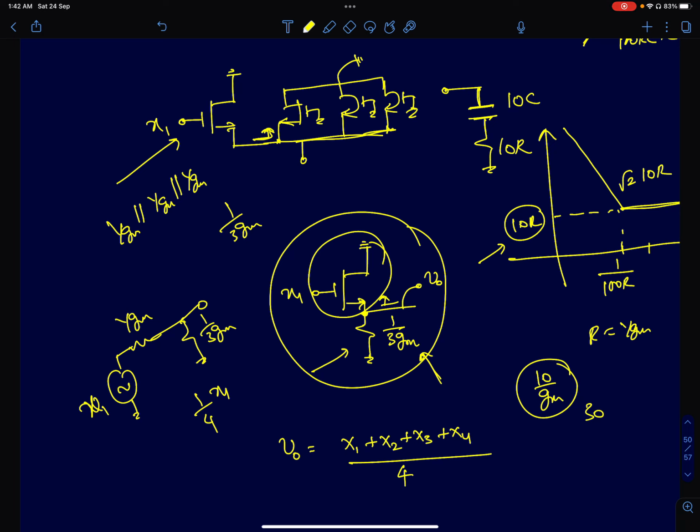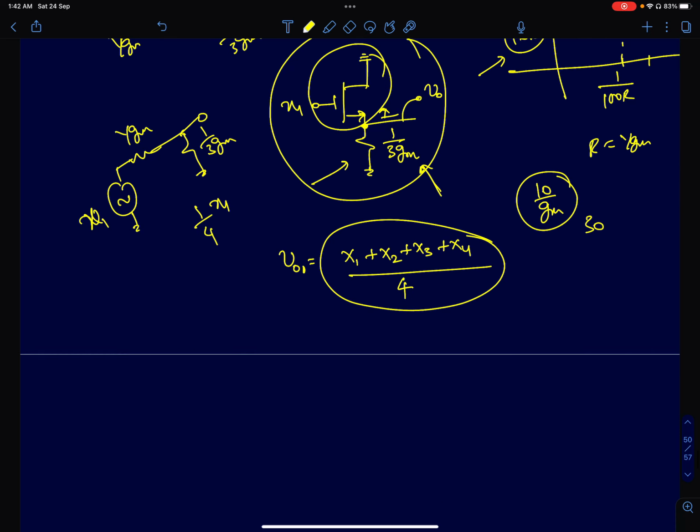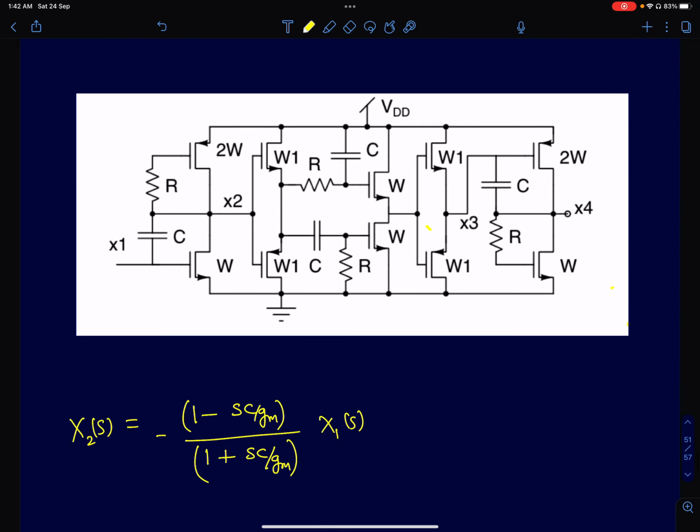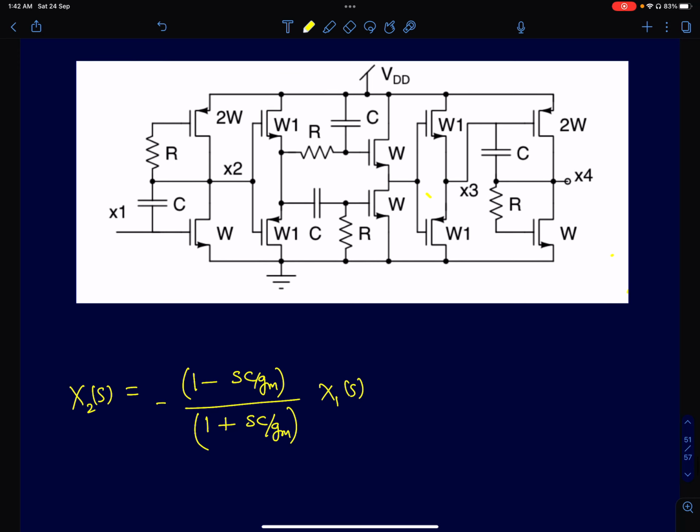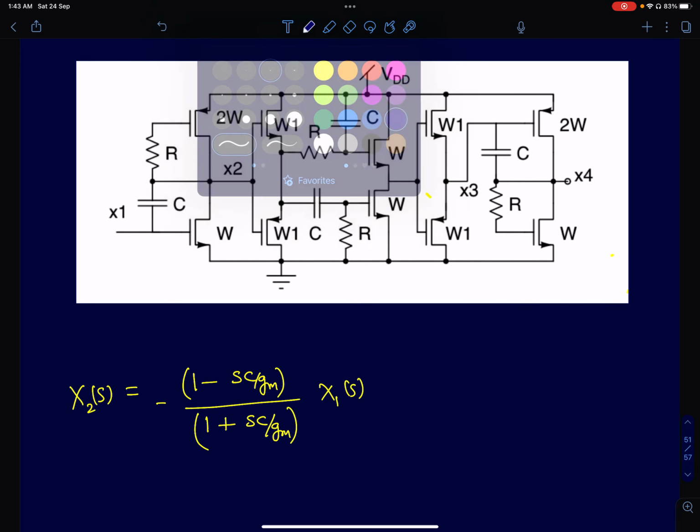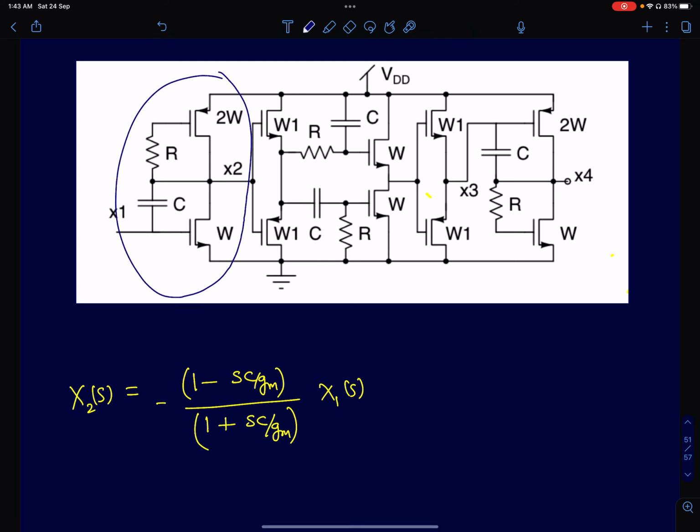So the total output, I'll call it V01, is the average of the 4 inputs, x1 plus x2 plus x3 plus x4 by 4. Okay, it's the average of the 4 inputs. So that's the upper half of the circuit. Lower half, we have analyzed most of the building blocks of the circuit. So now all you need to do is find out what is x2, x3, x4 in terms of x1. So this is the lower half of the circuit, x2 and x1. So first I'll analyze this part, x2 and x1.